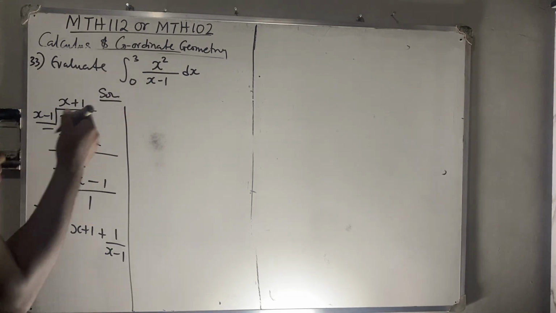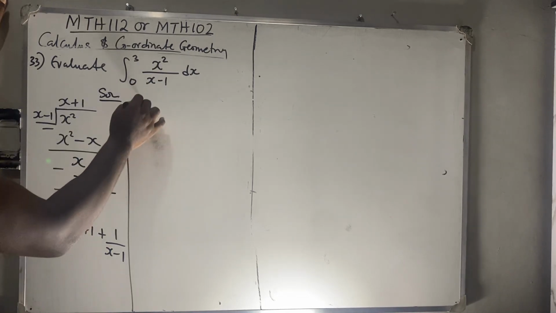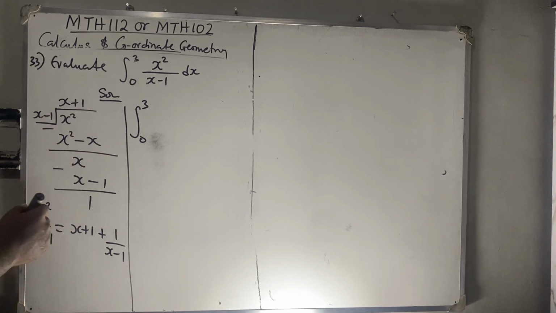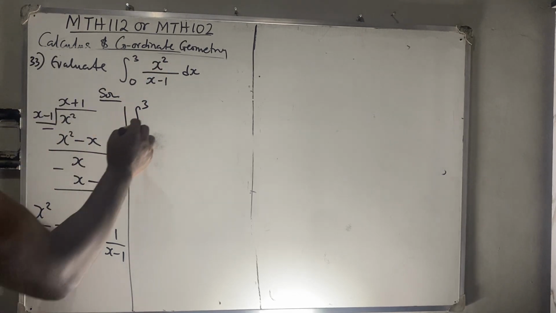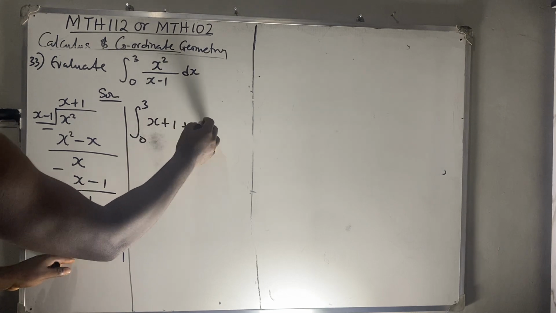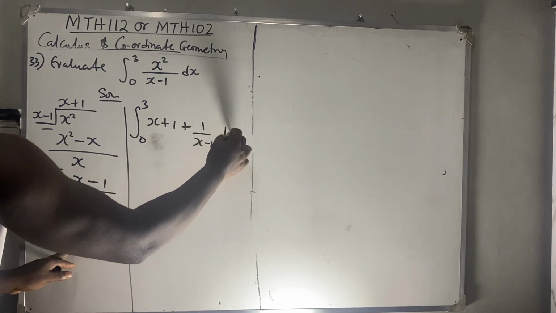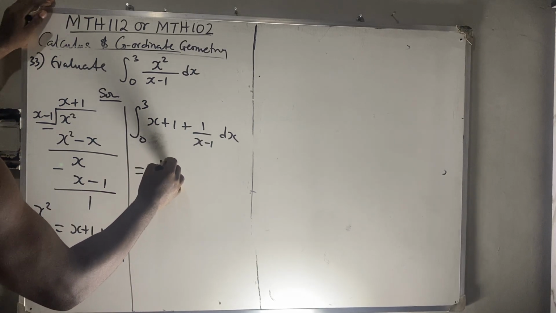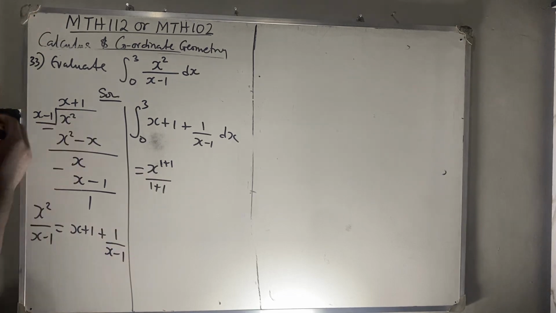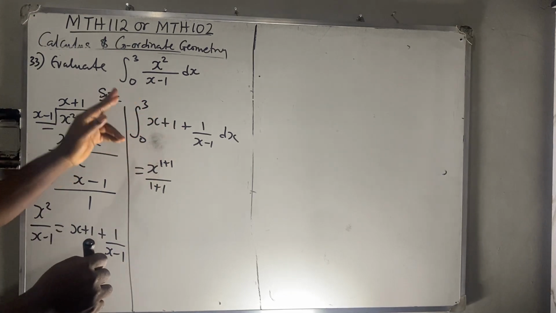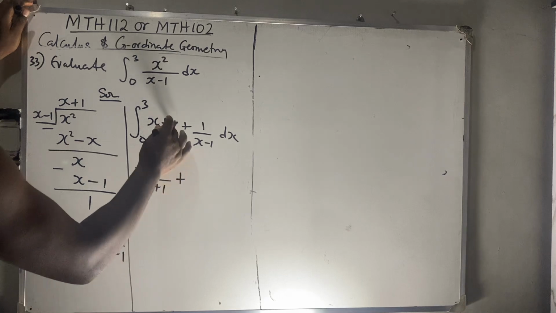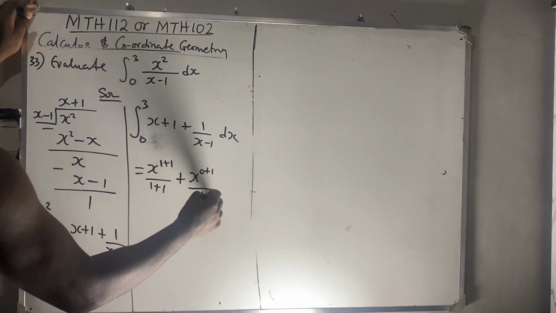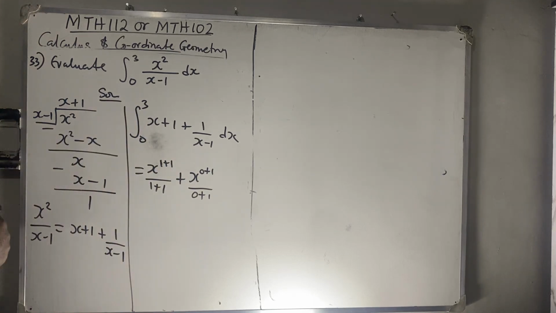So let us now put it inside the integration. The integral from 0 to 3 of, instead of writing this, I will now write x plus 1 plus 1 over x minus 1 dx. So the integral of x plus 1 is x to the power 1 plus 1 over 1 plus 1. Integration simply says add 1 to the power and divide by the new power. Then the 1 is x to the power 0, so I have plus 1, and 0 plus 1 as the new power.